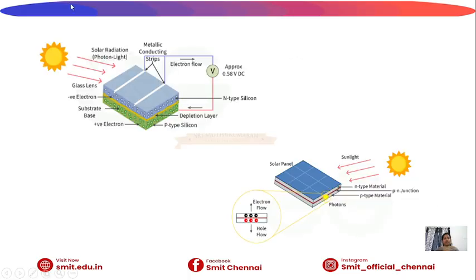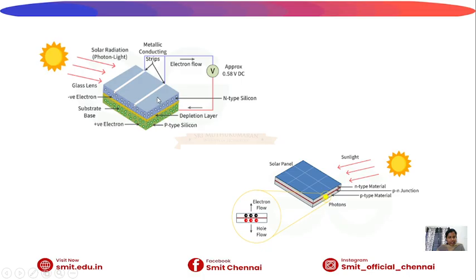This is the structure of the photovoltaic cell, the solar cell. The sunlight beam falls on the solar cell, the solar panel. It consists of n-type material and p-type material, and in between them there is a p-n junction. One photon creates a hole and electron flow. The plus symbol is called holes, the other is called electrons, and they flow in opposite directions.